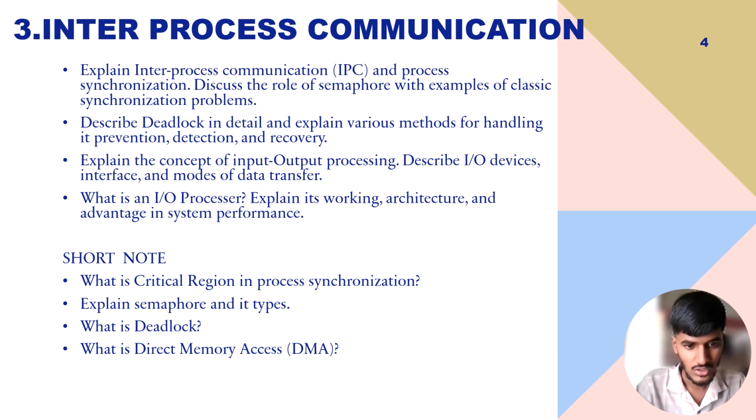Then we will see the four short notes on this specific chapter, interprocess communication, which are: what is a critical region in process synchronization; explain semaphore and its types; what is deadlock; what is direct memory access, DMA. So these are the questions on chapter number three, interprocess communication.